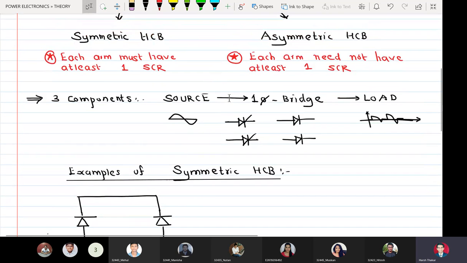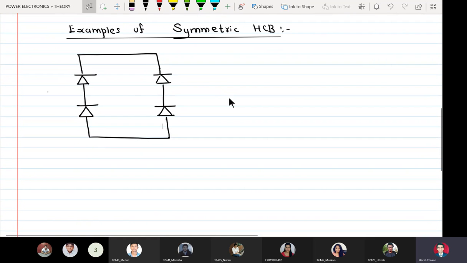So symmetric HCB means what? Each arm must have at least one SCR. So each arm should have one SCR. In this drawing we will also write down arm 1, arm 2. Now let me put one SCR in this arm, and another SCR in this arm. So now arm 1 has at least one SCR, and arm 2 also has one SCR. So this is the first example of symmetric HCB.